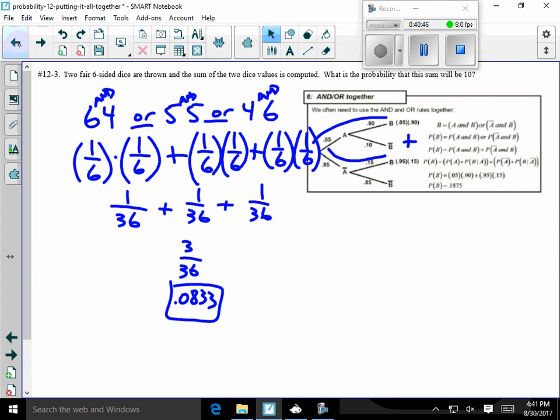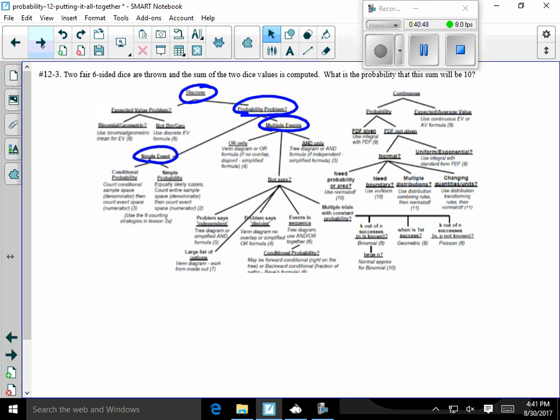Just to review, go back there for a second. There's two separate strategies. We can either consider the sums, which means we're talking about a single event, and then we have to list all the sums. Or we can talk about the individual dice throws, and then we can use the and/or rules. Okay, both strategies are perfectly good.